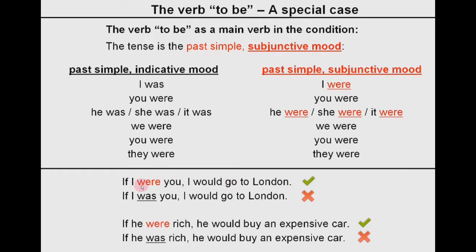And this structure, if I were you, I would go to London, is a very useful expression when we are giving advice to somebody. We are saying what we would do if we were in their position. So for example, you could be giving advice to a friend and you could say, if I were you, I would become a doctor.